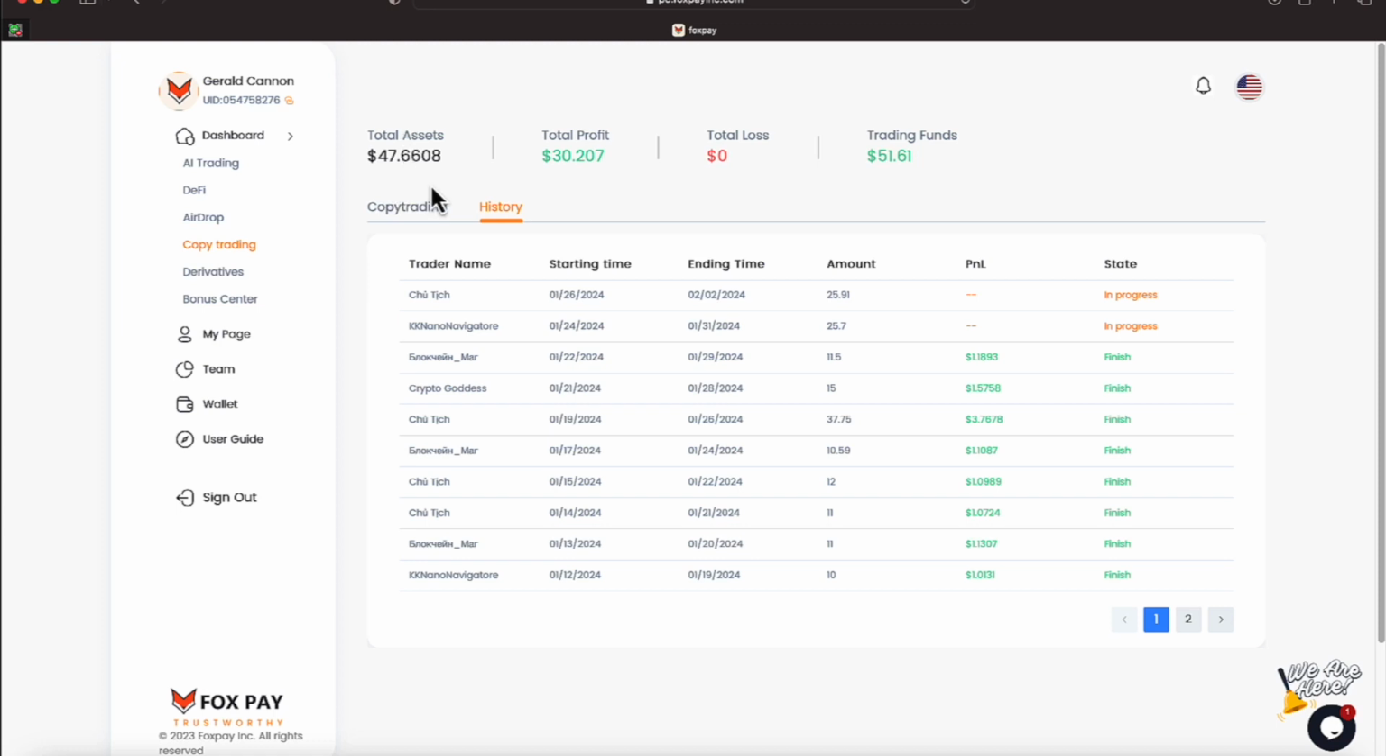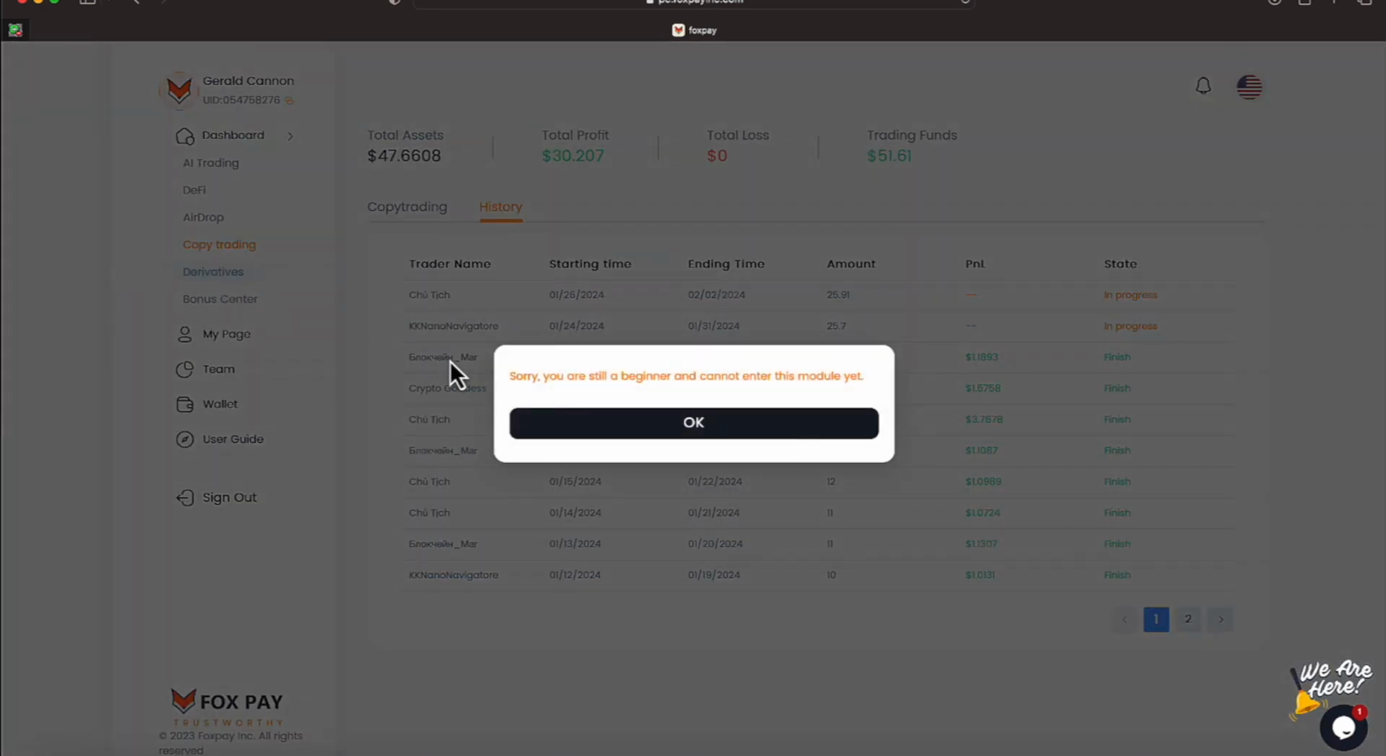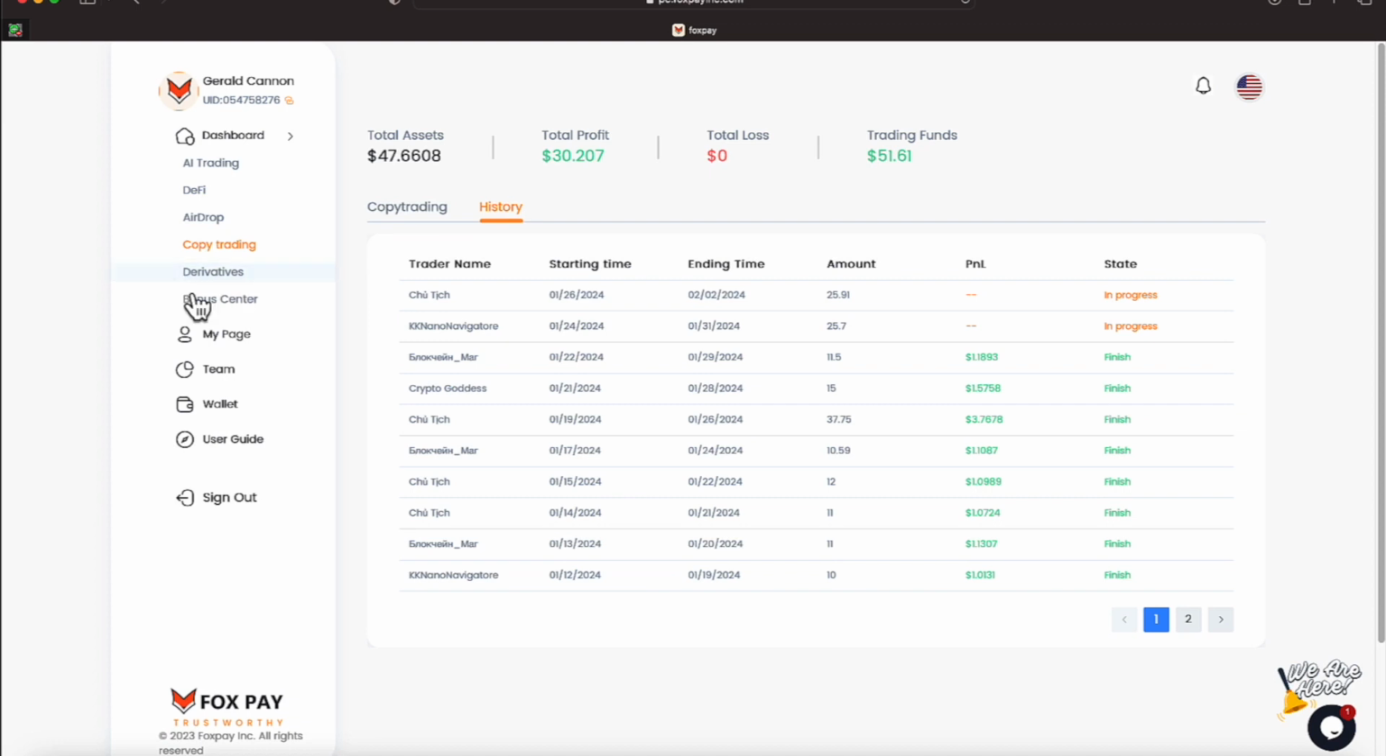We come up to the top. We see total assets of $46.66. And our profit since we've been in copy trading has been over $30 and no losses. And right now, those two trades that we have going add up to be $51.61. We are still too new for derivatives. If I click on that, it says, sorry, you're a beginner and you cannot enter this module yet.